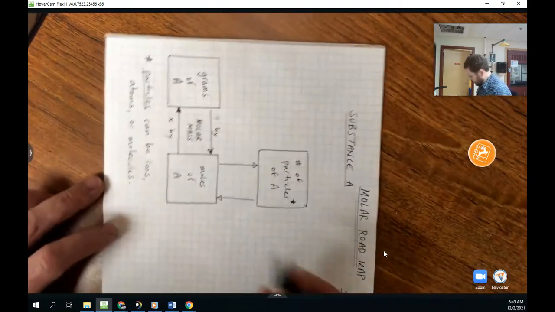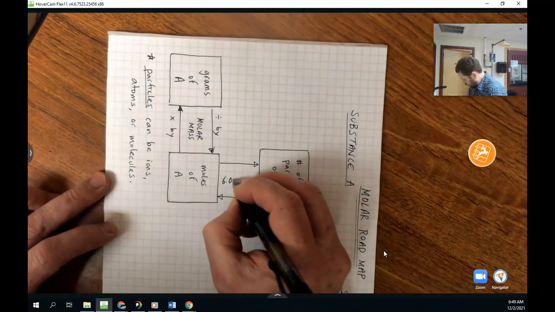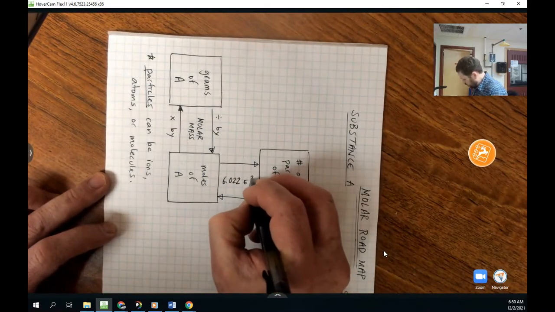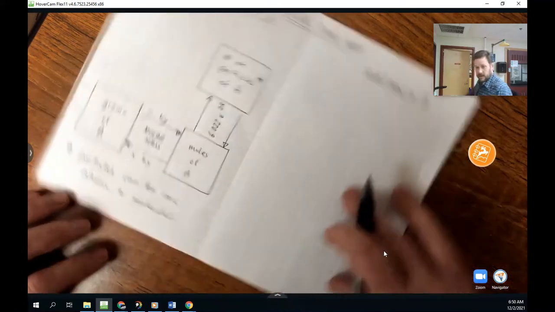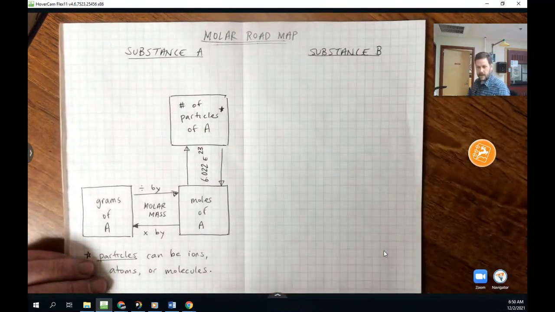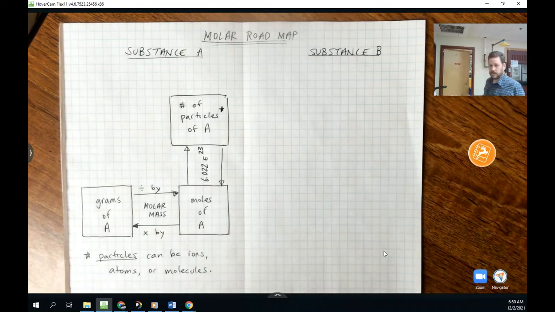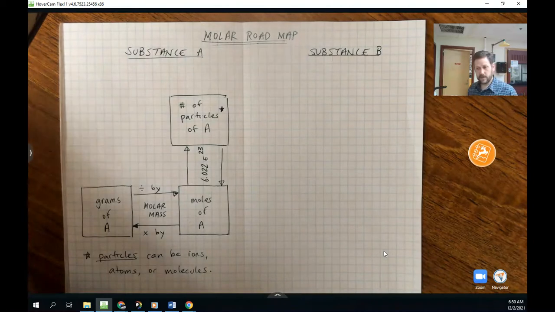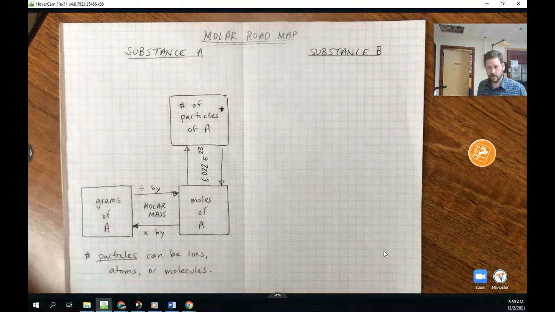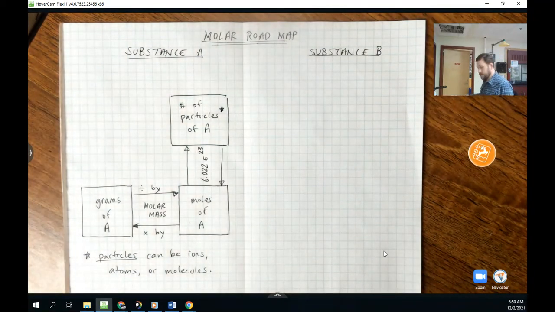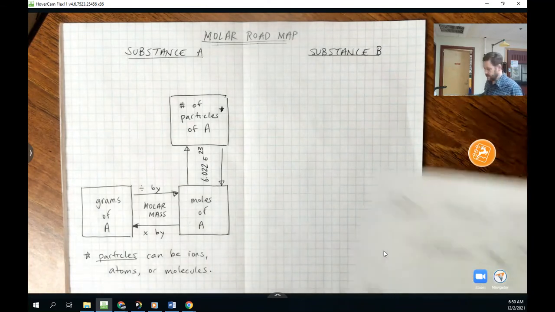And I'll write that sideways. It's a little easier to fit it in there. 6.022 times 10 to the 23rd is Avogadro's constant. Now, do I want to multiply or divide by Avogadro's constant? Think about if you wanted to convert a quarter dozen to an actual number, you would take 1/4 and you would multiply by the number in a dozen, multiply by 12.